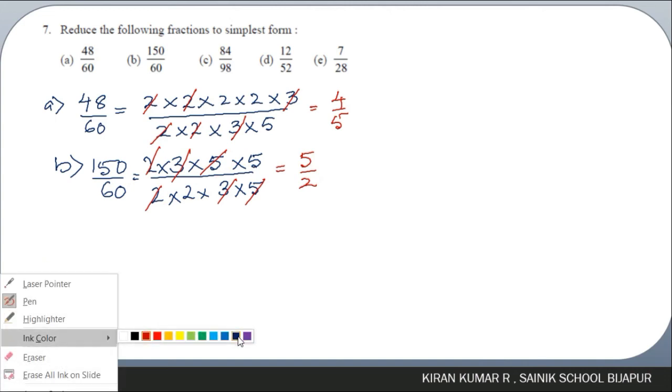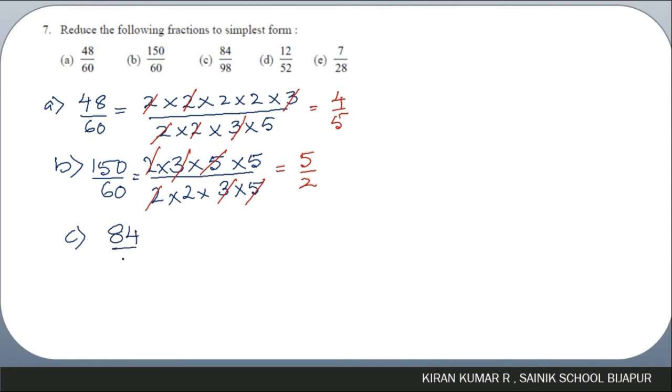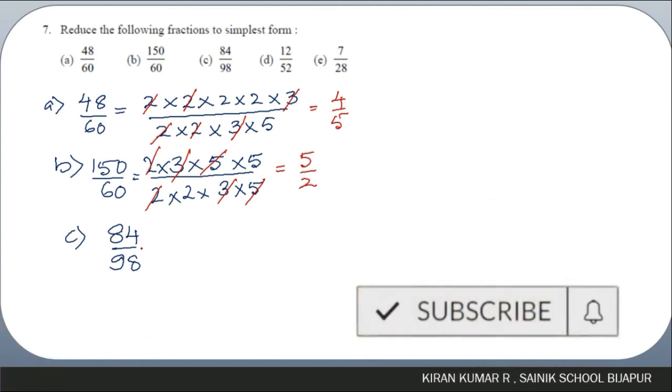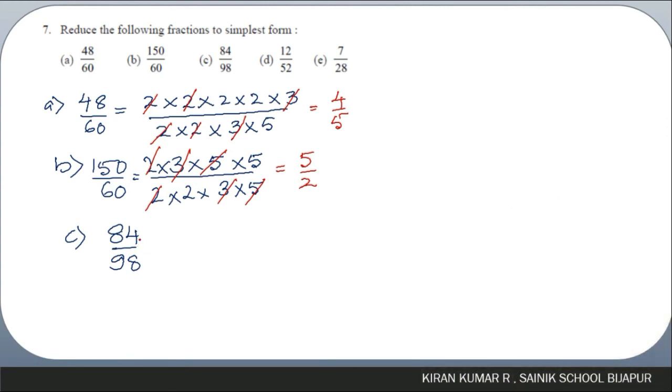One more method also I'll tell you. See, 84 by 98. What you can do is divide by the numbers. Suppose I divide both these numbers by 2, I'll be getting 2 times 42 is 84, 2 times 49 is 98, 42 by 49. 49 is not divisible by 2. Now I'll divide both these numbers with possible numbers. 7 times 6 is 42, 7 times 7 is 49, so 6 by 7 is the number. This method also can be used.